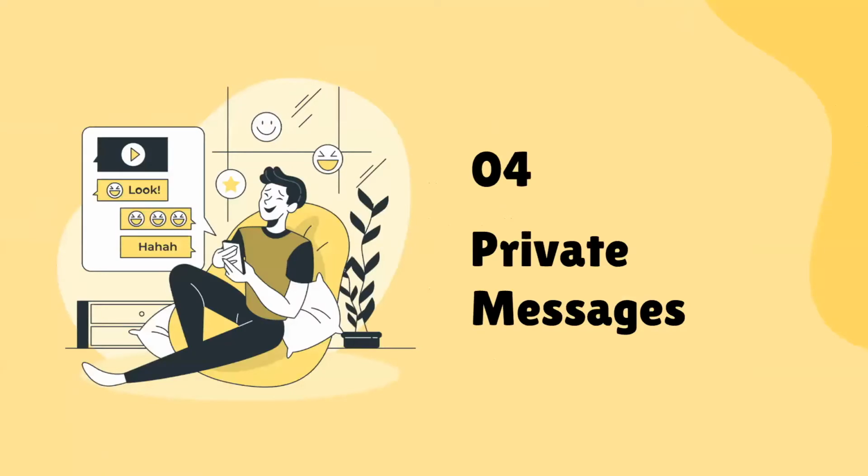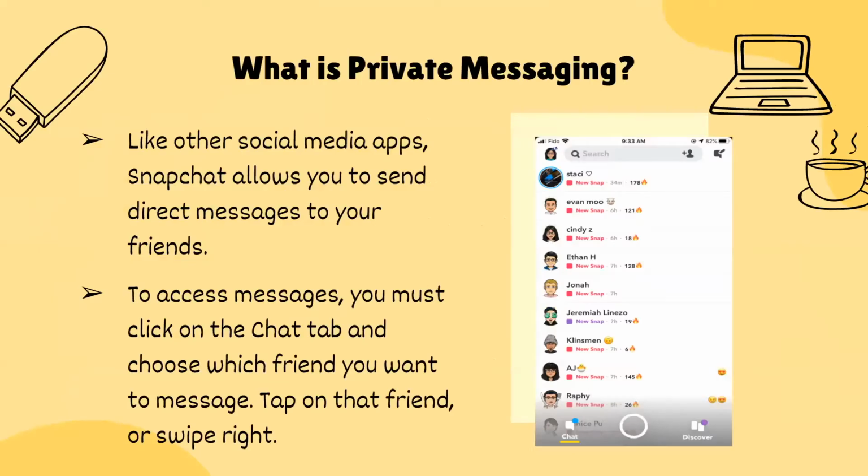4. Private messages. What is private messaging? Like other social media apps, Snapchat allows you to send direct messages to your friends. To access messages, you must click on the chat tab and choose which friend you want to message. Tap on that friend or swipe right.